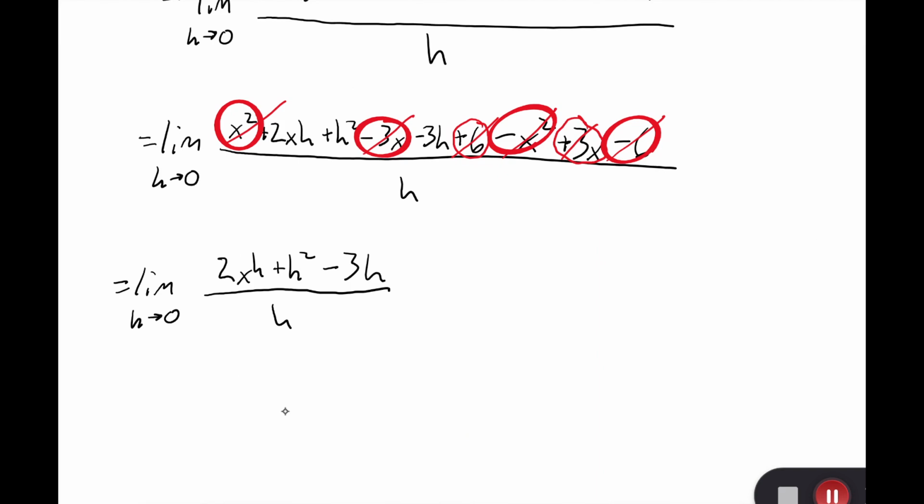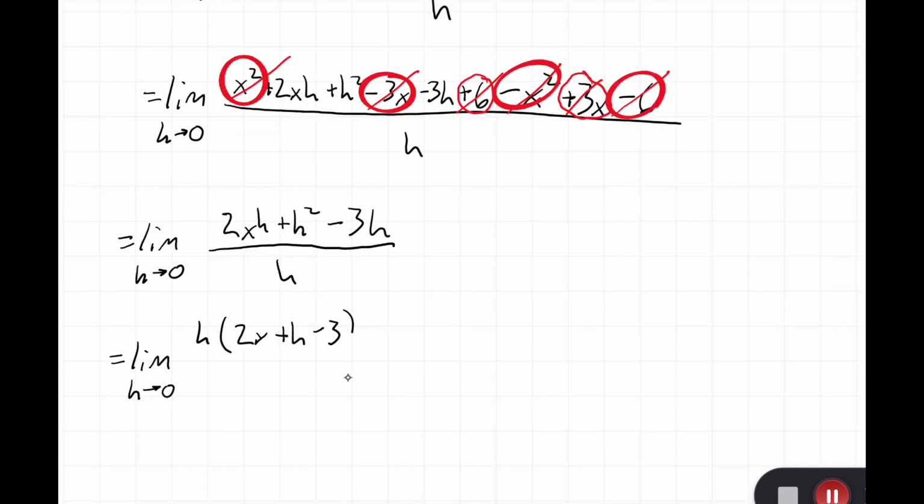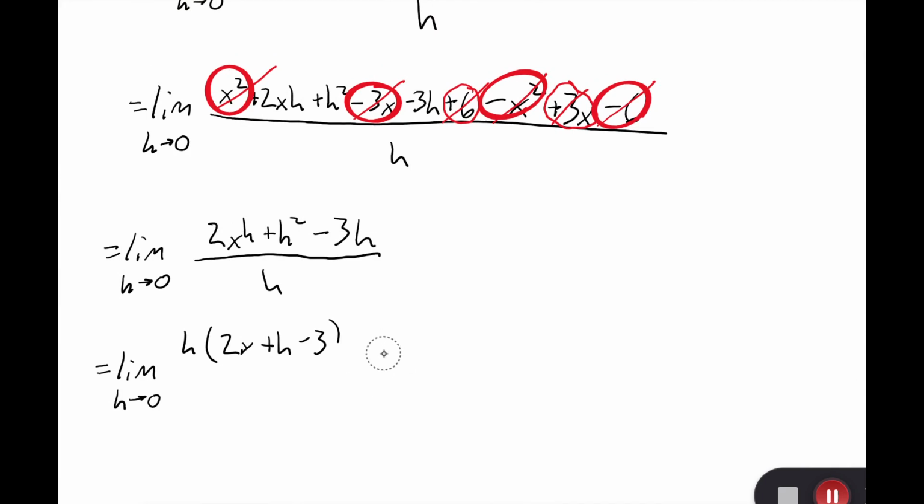Now we can't evaluate this limit by direct substitution because we end up with the 0 over 0 situation. So we need to change this in such a way that we have something that we can substitute in. And the easiest way to do that is factoring and canceling. So we're going to still take our limit as h goes to 0. I'm going to factor an h out of the numerator, leaving me with 2x plus h minus 3, all over h.